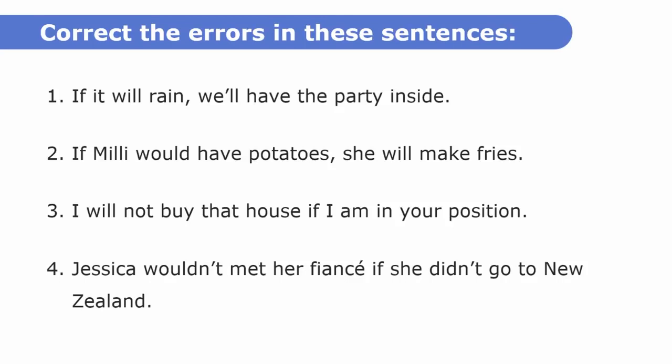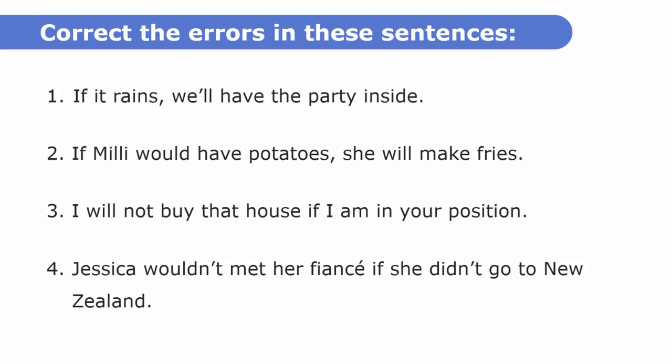In the first sentence, if it will rain, we'll have the party inside. Now, this is a very common mistake that a lot of people make. They put will in the condition. Remember that for the first conditional, you make it by putting if and then a present simple sentence. So the correct answer is if it rains, we'll have the party inside.